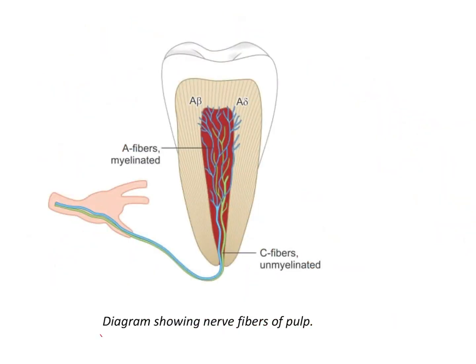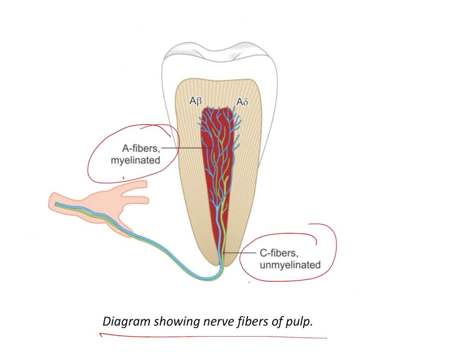Now see, this is a schematic diagram which is showing the nerve fibers of pulp. This is the question which is asking about the nerve fibers of pulp. Now see, A fibers and C fibers are there. A fibers are myelinated, C fibers are unmyelinated. Green ones are C fibers, blue ones are A fibers. And A fibers are further divided into A delta and A beta.